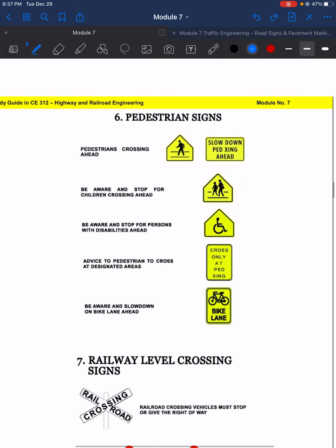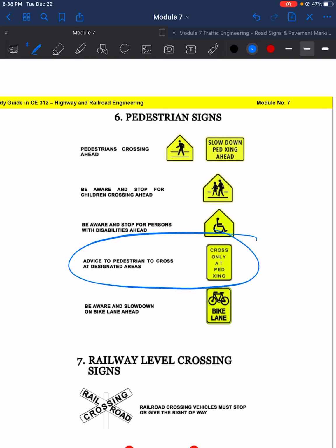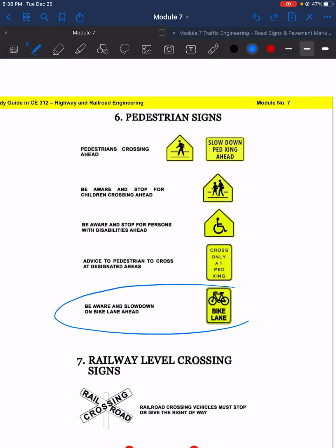So ito na yung ating pedestrian signs. Pedestrian crossing ahead or slow down, pedestrian crossing ahead. Be aware and stop for children crossing ahead. Be aware and stop for persons with disabilities ahead. Advise to pedestrian to cross at designated areas. Cross only at pedestrian crossing. Be aware and slow down on bike lane ahead.